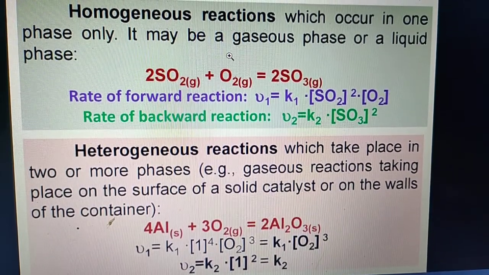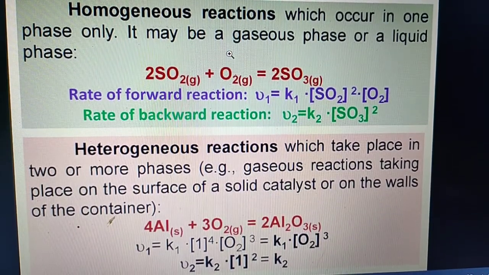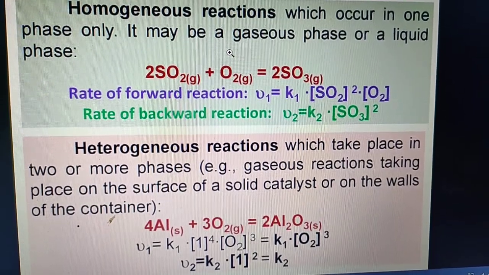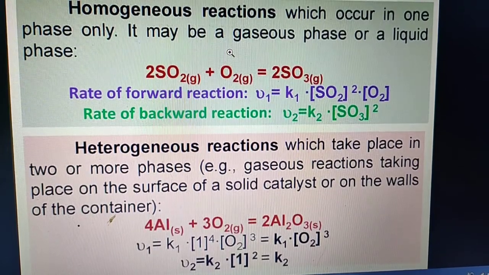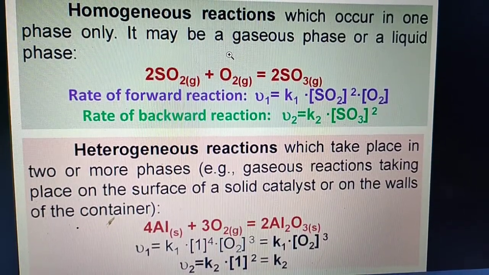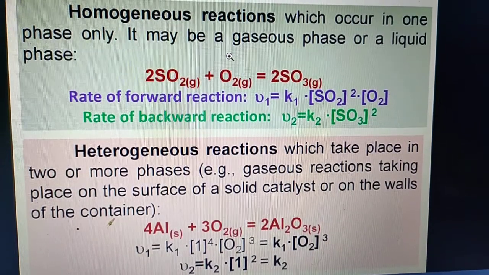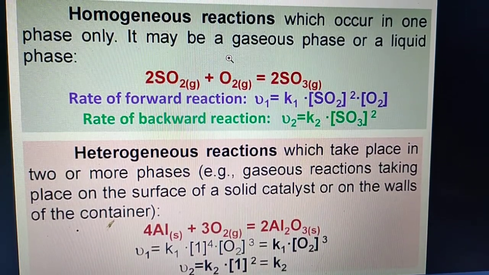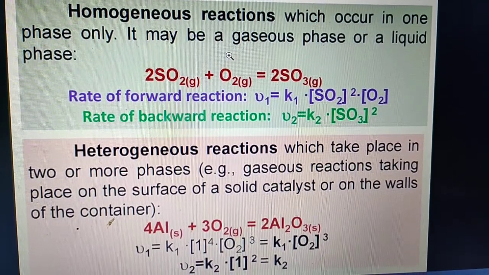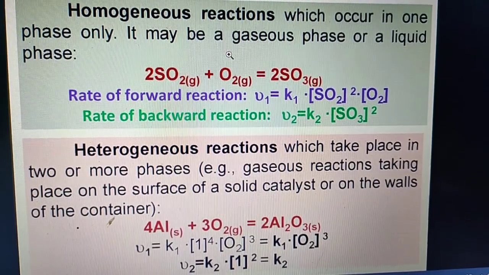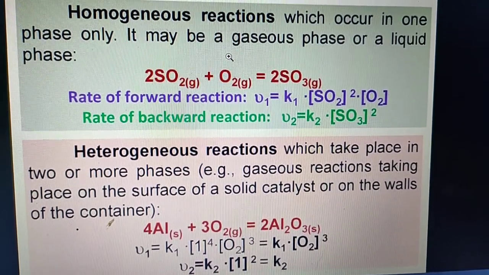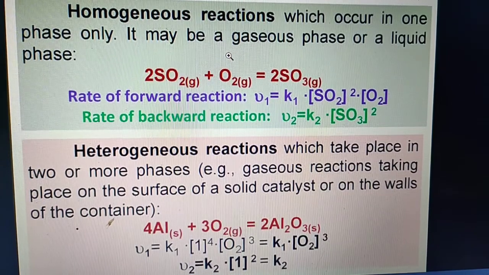Homogeneous reaction is what? The reaction in which the reactants and products are present in the same physical state, right? You can see here that it occurs only in one phase. Like the first reaction you see, 2SO2 + O2 gives 2SO3. All the substances on the reactant side and product side are present in the gaseous phase. So this is an example of a homogeneous reaction.